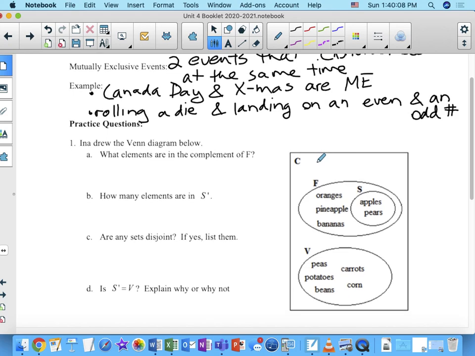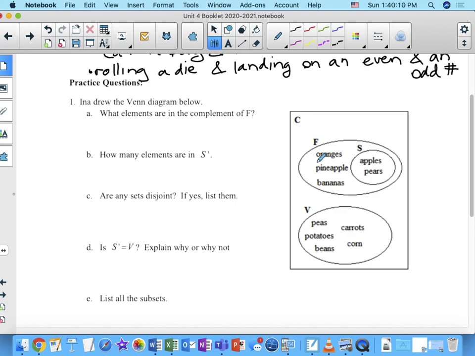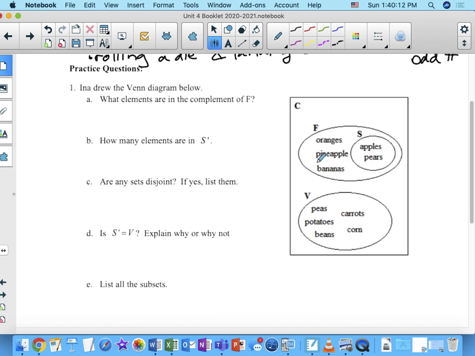Okay, Ina drew the Venn diagram below. What elements are in the complement of F? So here what we have is C as our universal set, and then we've got F: oranges, pineapple, bananas, and then a smaller subset in F is S: apples and pears. And then we've got another disjoint set, V, which is peas, potatoes, beans, carrots, and corn. So I'm going to guess that F is fruit and V is vegetable.